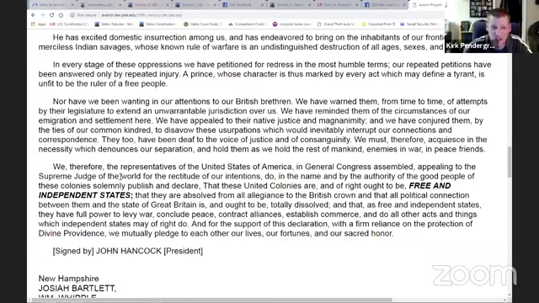Appealing to the supreme judge of the world, we're talking about God, for the rectitude of our intentions, do in the name and by authority of the good people of these colonies solemnly publish and declare that these united colonies are, and of right ought to be, free and independent states, that they are absolved from all allegiance to the British Crown, and that all political connection between them and the state of Great Britain is and ought to be totally dissolved. This gets rid of everything from Great Britain.